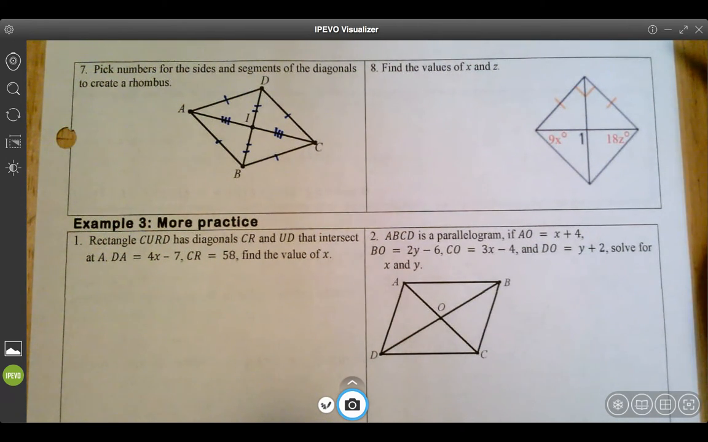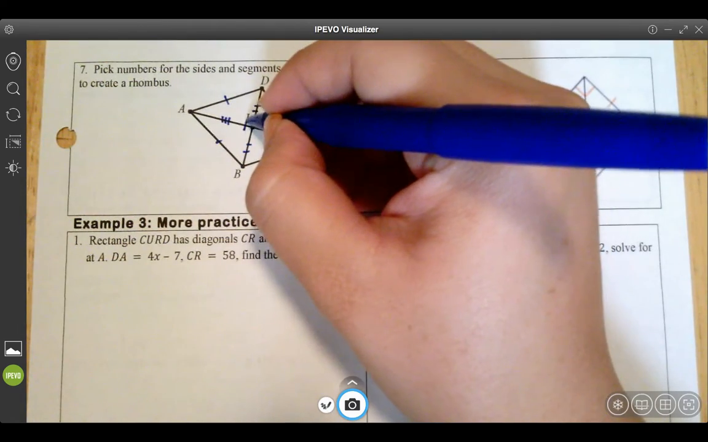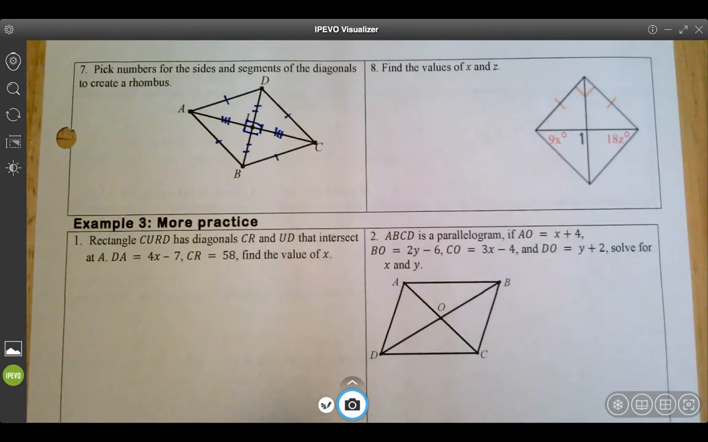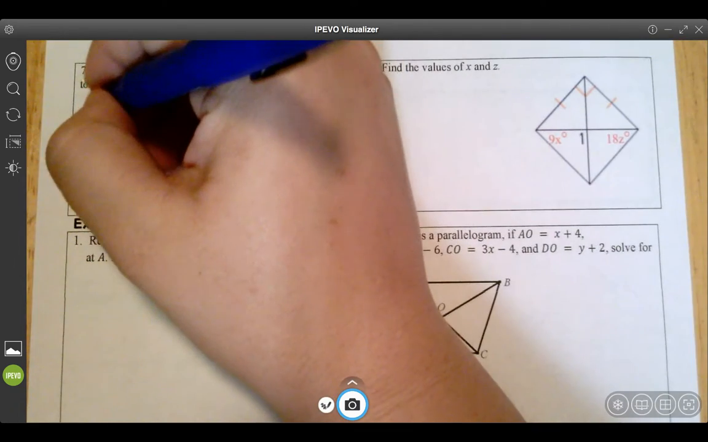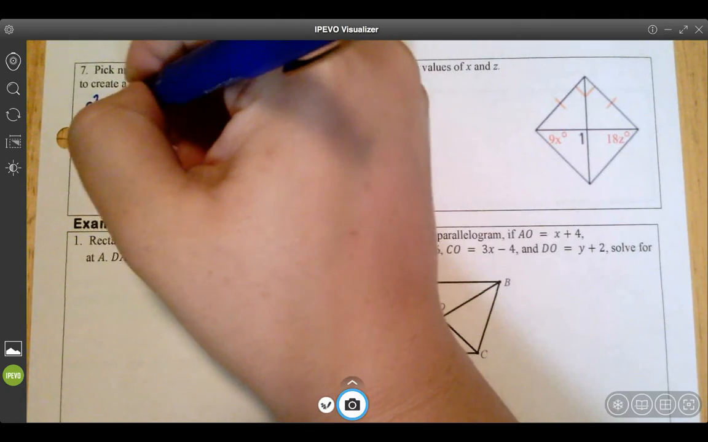Now, if we want this to be truly a rhombus, this needs to be a right angle. And so we need to pick what are called Pythagorean triples. Pythagorean triples are the sides of a right triangle, so they work perfectly into Pythagorean's theorem. Okay, and remember Pythagorean's theorem, a squared plus b squared equals c squared.